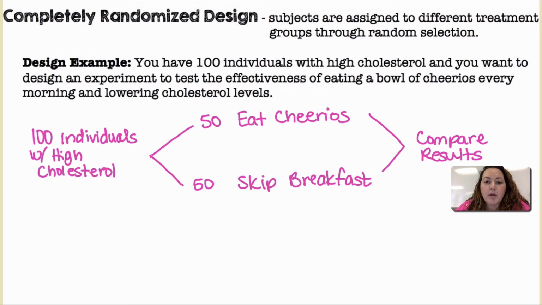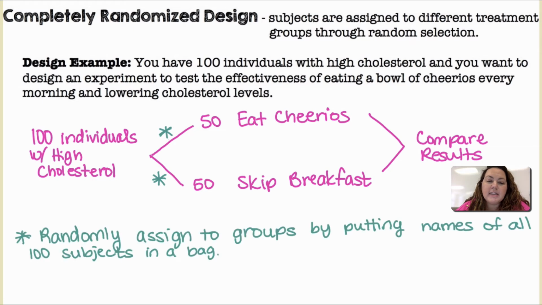So 50 of them are going to eat Cheerios, 50 of them are going to skip breakfast. And then we're going to compare the results. So that group skipping breakfast would be my control group. All right, and then right here, when I started with my 100 and I broke them off, I have to make sure that I randomly assign those 100 people to their treatment groups. And so I'm going to put a star there, and then I'm going to explain how I'm doing that.